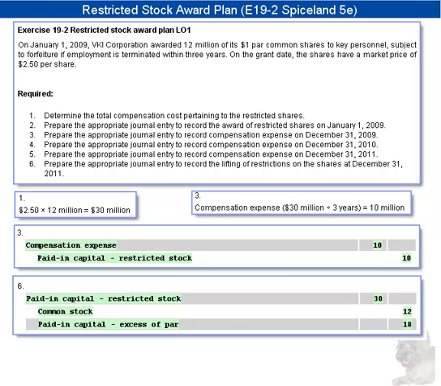So what we do in entry 6 is we reverse out the paid-in capital to restricted stock, and we do it for the full $30 million, and then we record the common stock issued at the $12 million, the par value, and the paid-in capital in excess of par. That gets us to the total $30 million of compensation that was awarded. And that's this exercise, everyone.